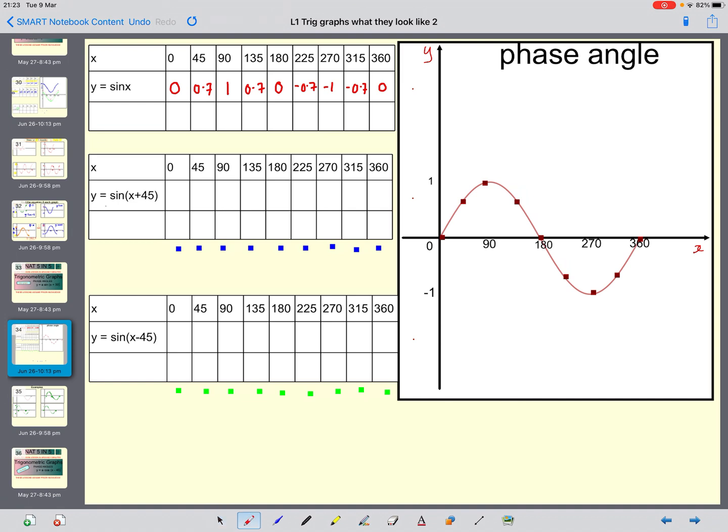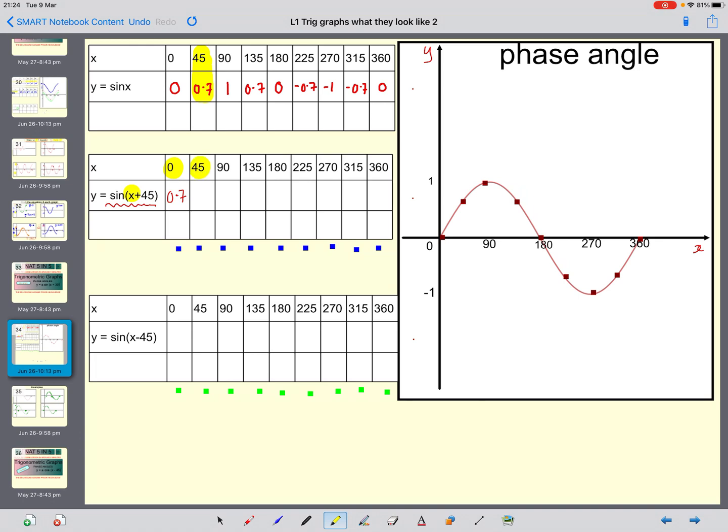So I'm just going to show you what happens here. You can see here I've got y equals sine bracket x add 45. So if your x was 0, if I put 0 in there, 0 add 45 is 45. So you're really finding sine 45. We already know the answer from the table above. So sine 45 is 0.7.